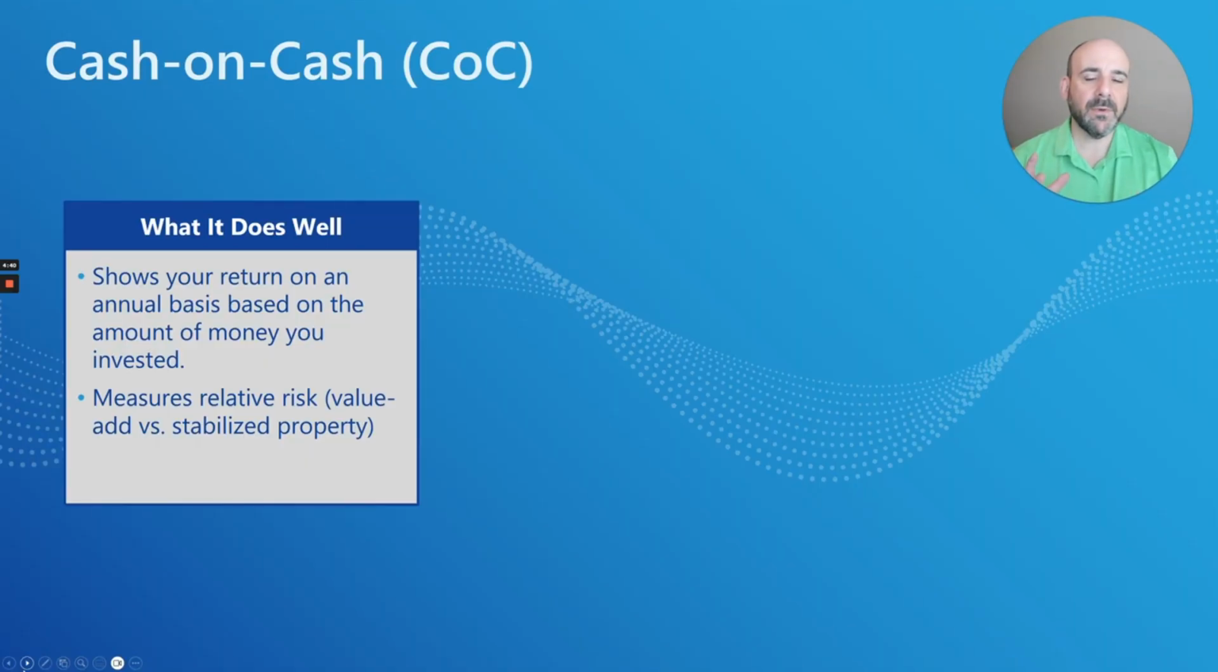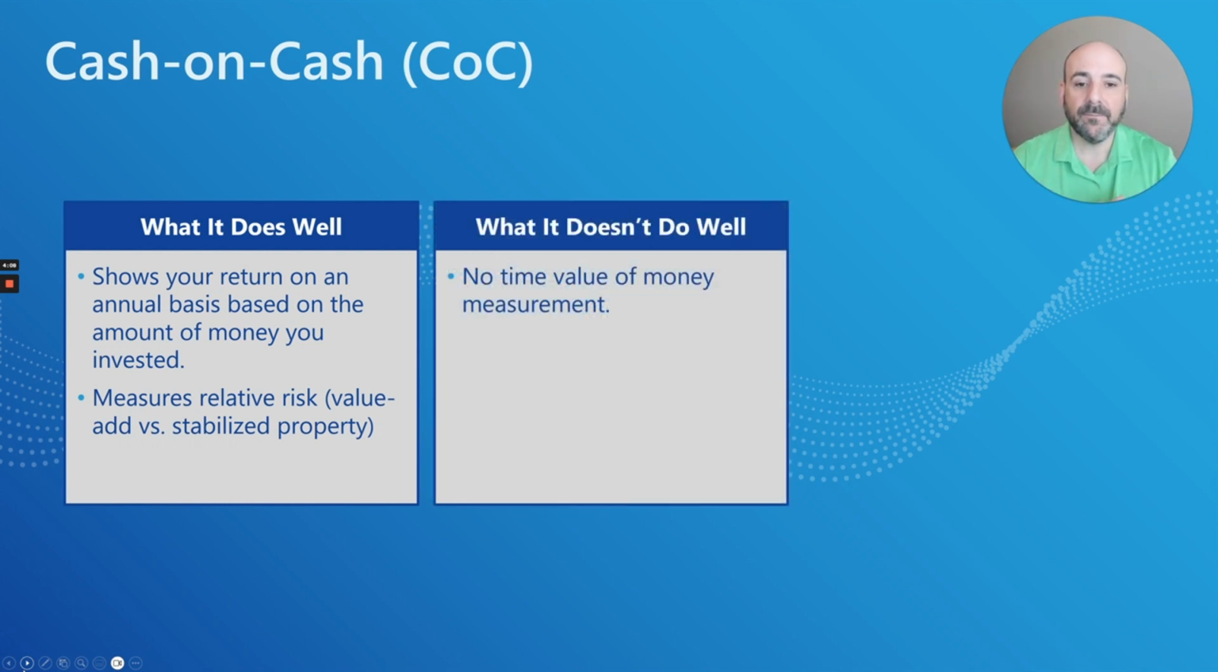All right, so let's talk about what cash on cash does well. It shows you an annual return based on the money that you've invested. So it's very simple to understand. And it measures the relative risk. For example, I mentioned the example of the value add versus a stabilized property, which will probably have very consistent cash on cash throughout every single year. But it does that pretty well.